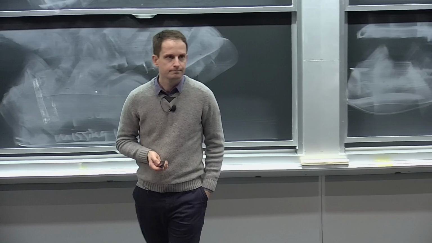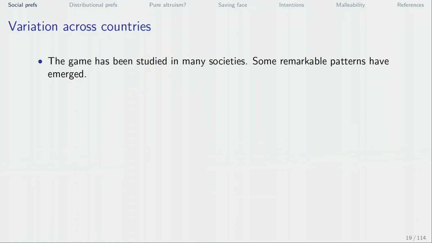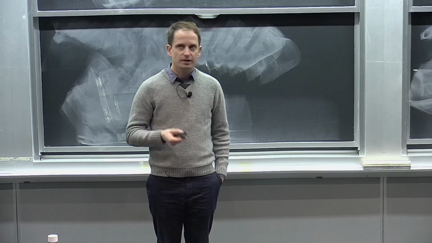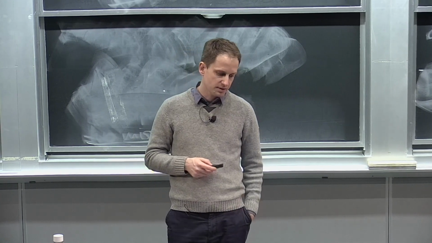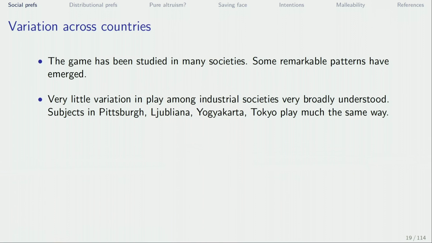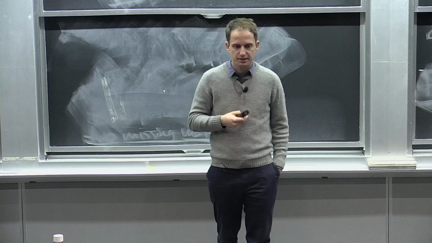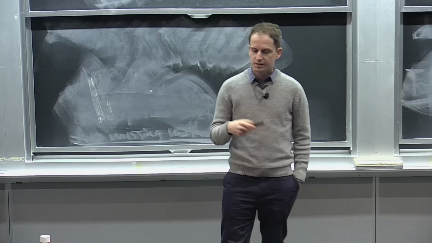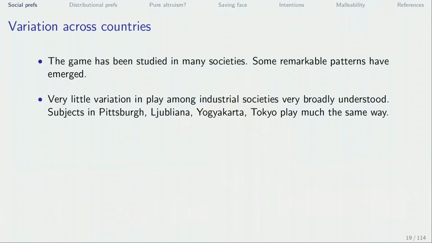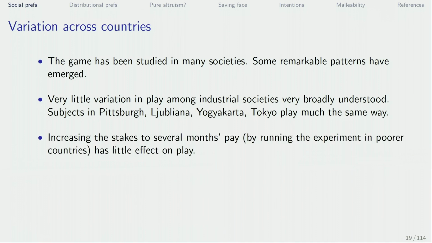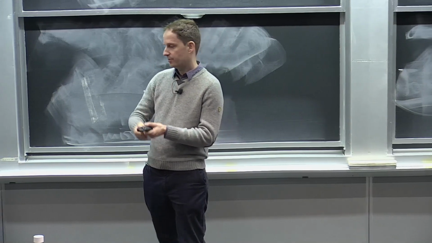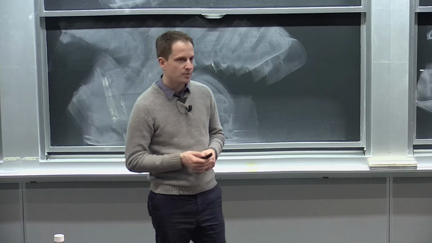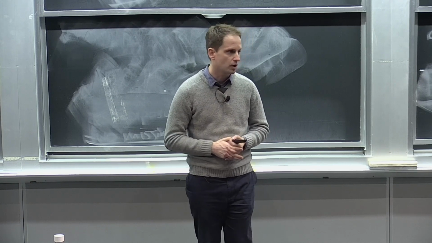Okay. Right. So now one thing you can ask is, how do these games look across countries? As I said, this game has been extensively played. Lots and lots of people have played it in all sorts of situations, and the patterns are remarkably stable across countries. And every time I play this in class, these patterns look exactly the same. Whether people are playing in Pittsburgh, in Ljubljana, in Yogyakarta, or Tokyo, they play essentially the same way. And even when increasing people's stakes to several months' pay, by running the experiment often with poorer populations, where you can pay people days or weeks or even a month's pay, people seem to play very similarly across places.